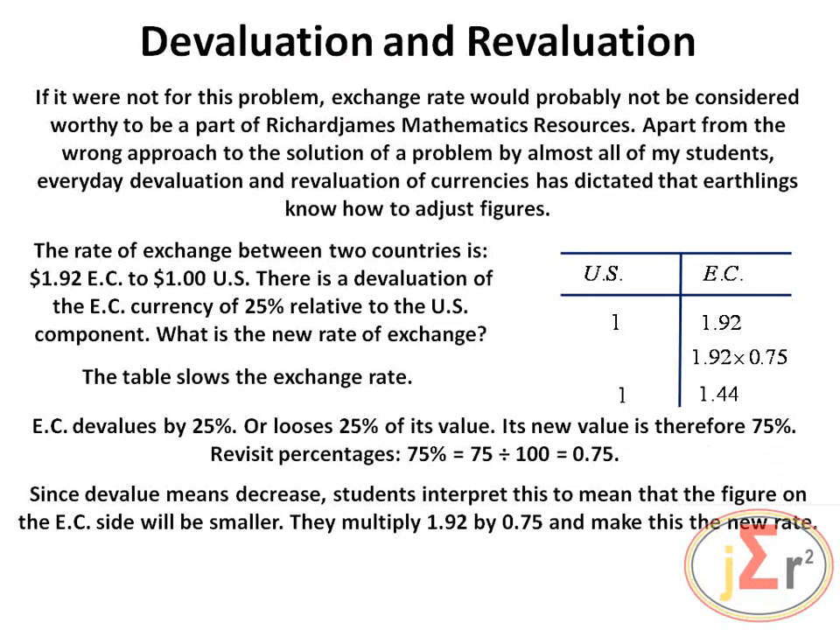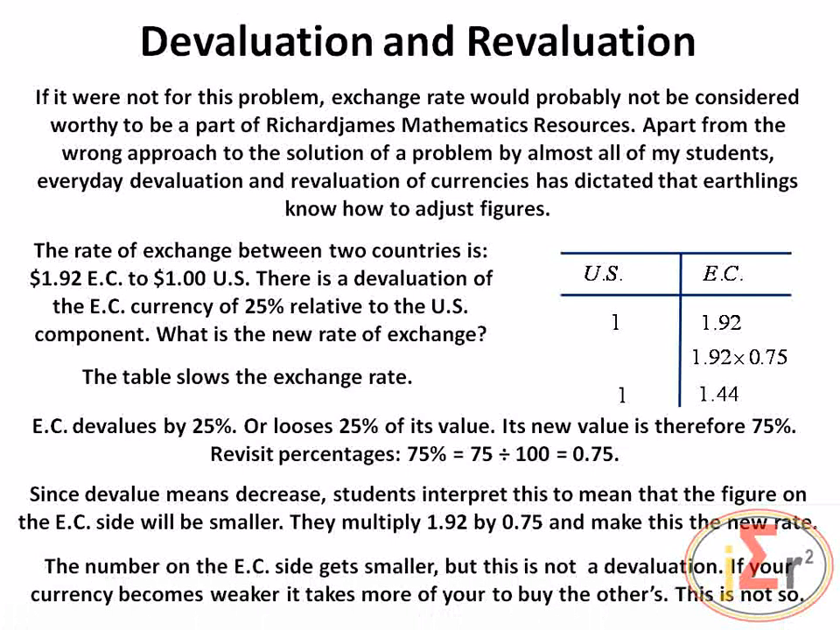So they say that the new rate is $1 US to EC $1.44. Now this cannot possibly be right, because if the EC is devaluated, then it will take more to purchase the US. The number on the EC side gets smaller, but this is not a devaluation. If your currency becomes weaker, it takes more of yours to buy the others. This is not so from our calculation that we have there.